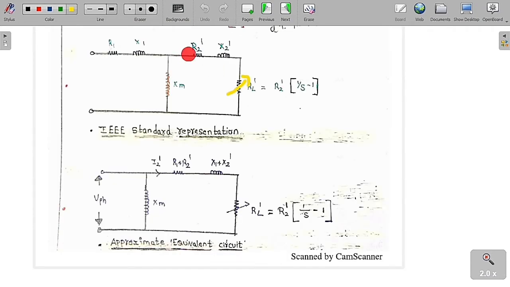The current here is I2 dash. So I2 dash whole square into R2 dash is the per phase rotor copper loss. So per phase rotor copper loss, I2 dash magnitude whole square into R2 dash, is called the per phase rotor copper loss.